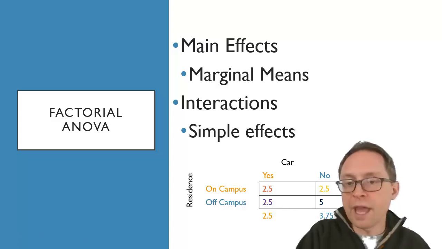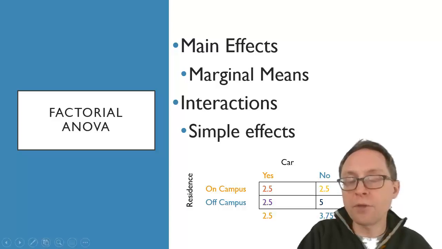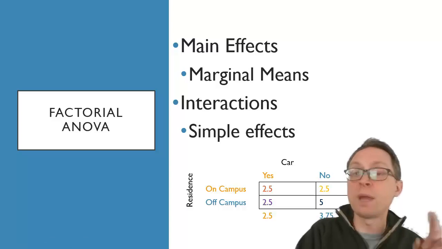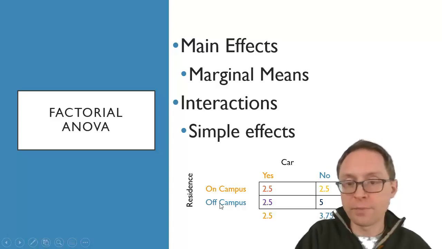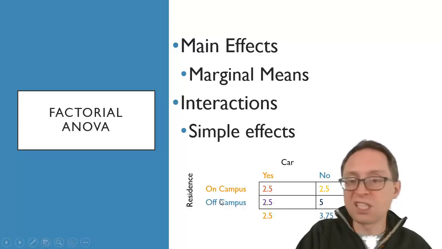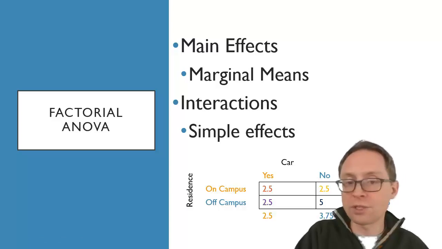These means that you see on the edge, those are what we call the marginal means. They are the comparison for the main effect. Remember, the main effect is looking just at on campus compared to off campus. Okay? As if car didn't even exist. That's why we have these over here on the side, because there's no combination with whether or not you own a car. It's just on campus compared to off campus.